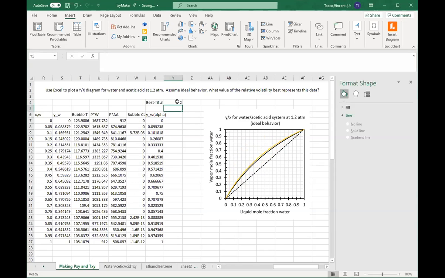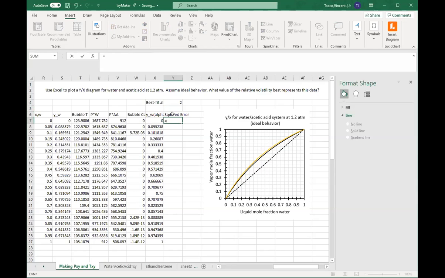I'm going to put it back to 2 and show you how to use just a simple least squares method to solve for the best fit value of alpha. So I know what the value of y should be, and I know what the value of y given the alpha equation is. So I can set up a column that is going to be the squared error and set that equal to the difference between these.